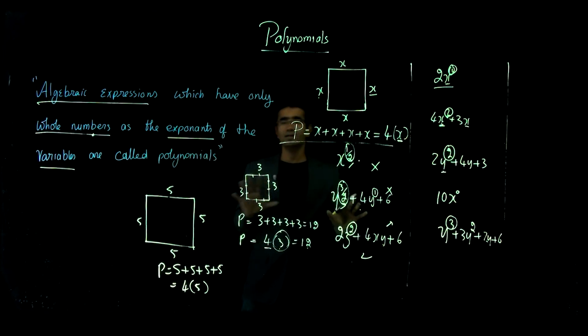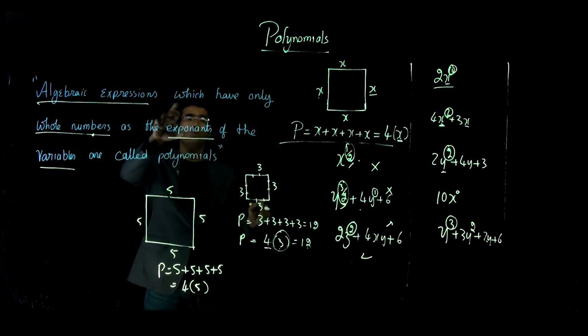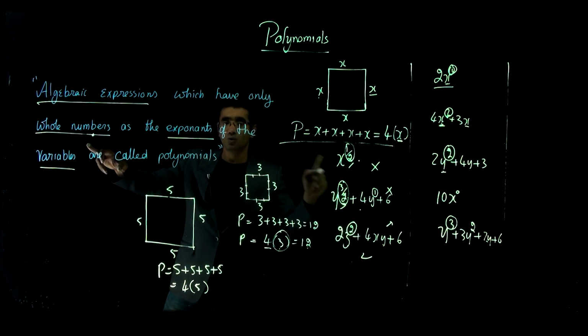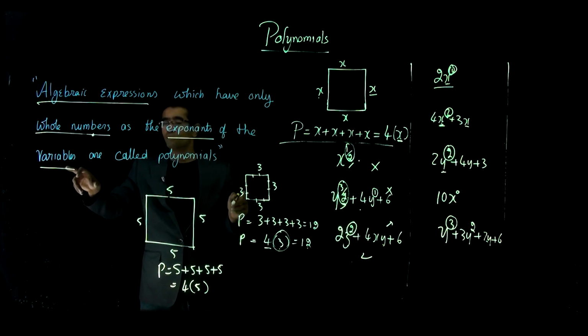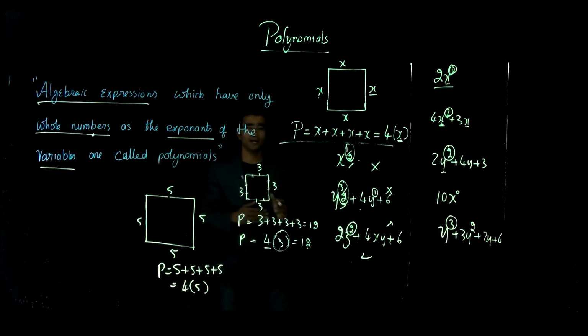So we understand, very simple, the definition is simple. Algebraic expressions which have only whole numbers as the powers, basically the exponents, on the variables are called polynomials. Beautiful. So let's go ahead and work on this chapter.